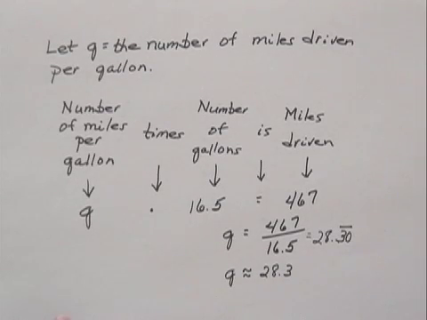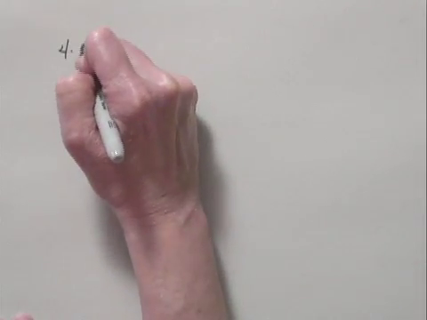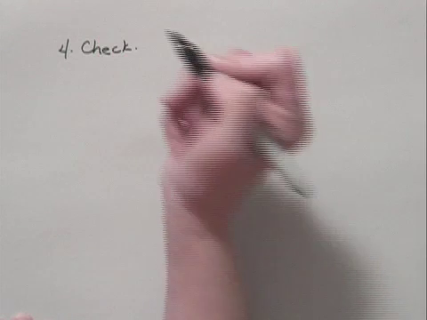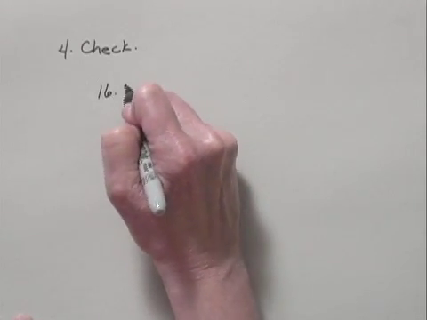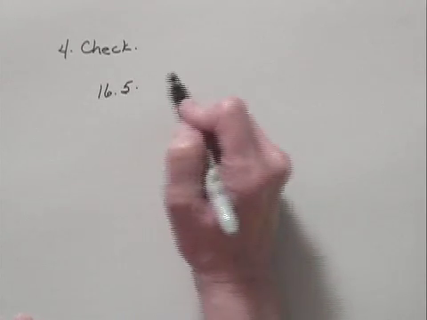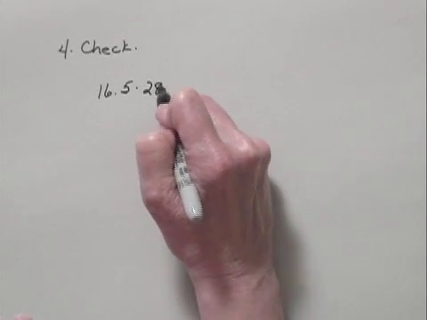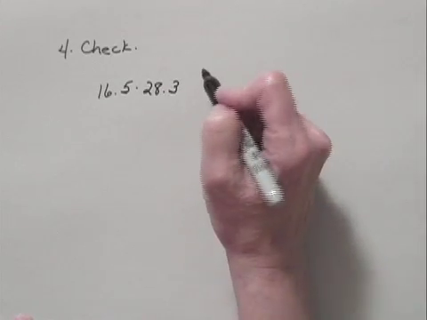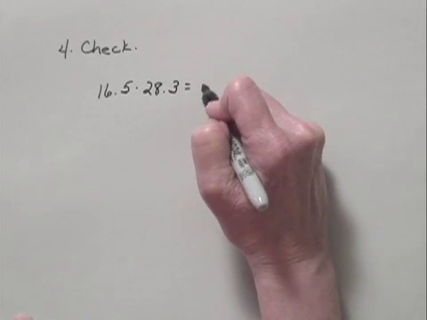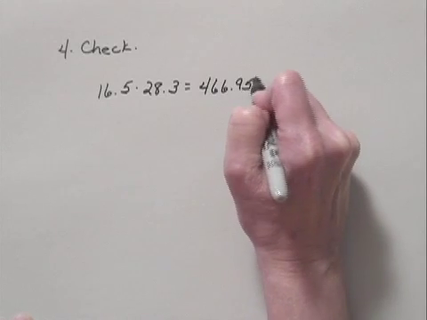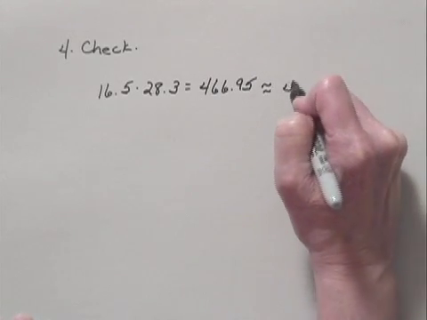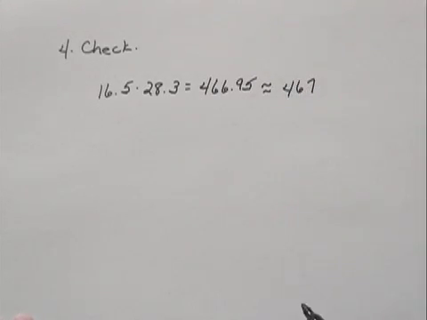Now we can check this. It's the fourth step in our problem-solving process. First, we can multiply the number of miles per gallon by the number of gallons. 16.5 gallons times 28.3 miles per gallon would give us the number of miles driven. And when we do that multiplication, we get 466.95, which is approximately equal to the 467 miles that we computed that were driven.